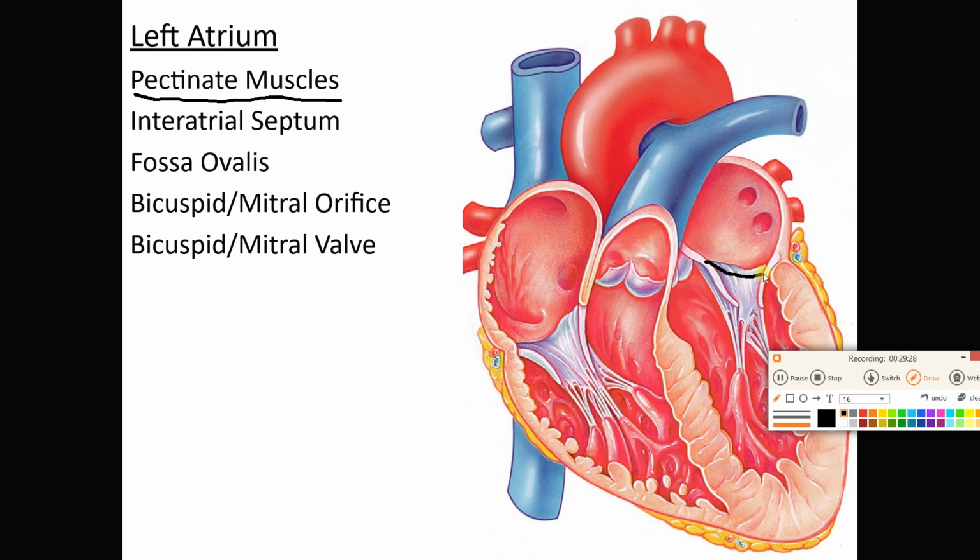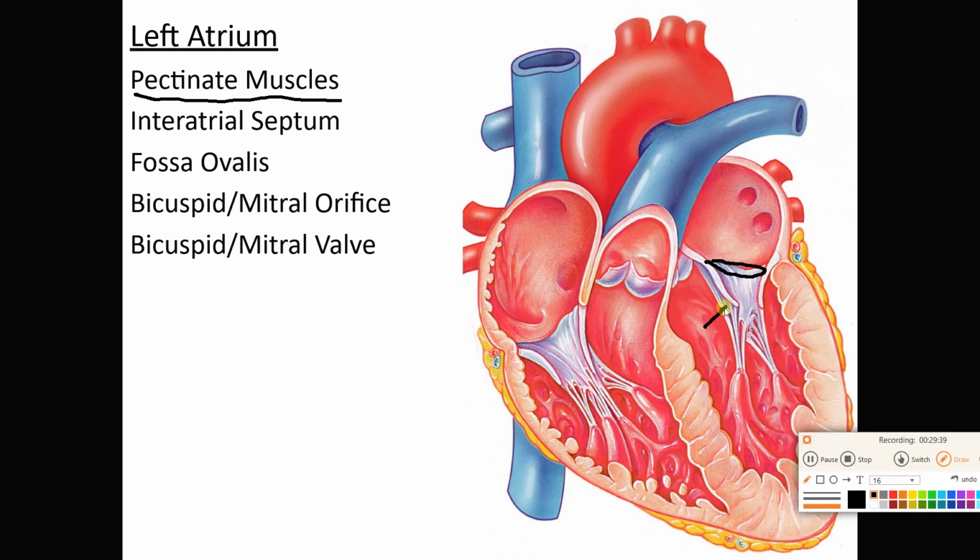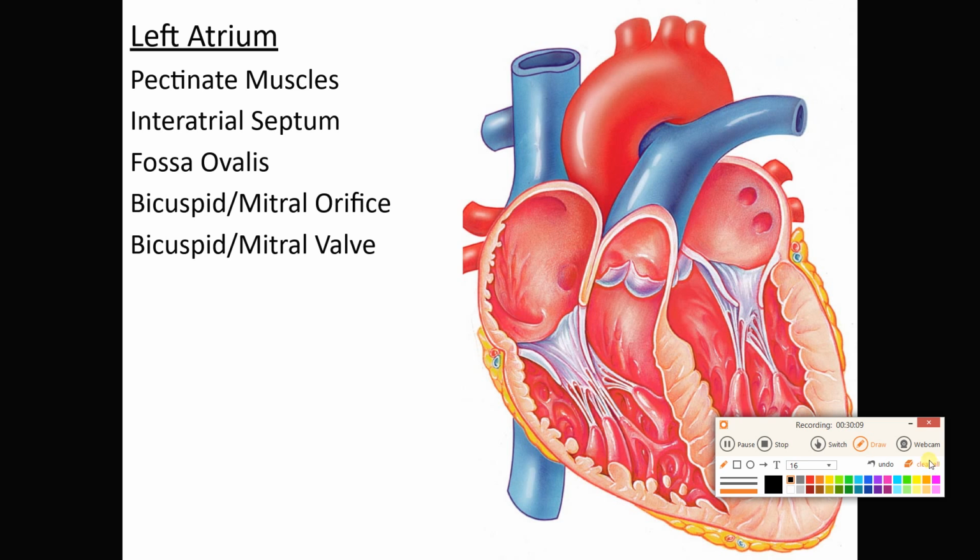The hole right here between the left atrium and left ventricle, which is down here, is called the bicuspid or mitral orifice. It is named after this valve. This is the bicuspid or the mitral valve. Bicuspid because it has two flaps. Mitral because, back in the day, a bishop would wear a hat that looked kind of like that. And so someone thought the valve looked like his hat, so they called it a mitral valve. All right, that's it for our left atrium.